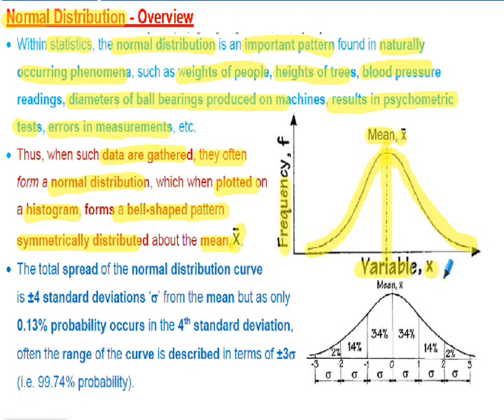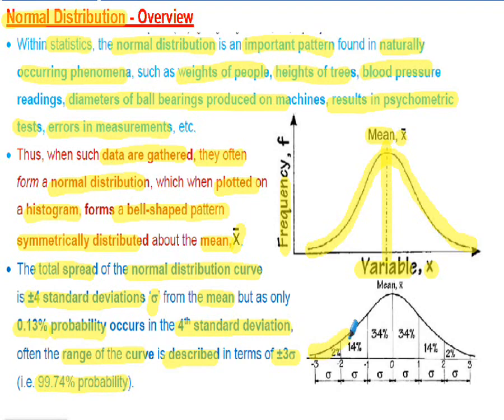This relates to the shape of a normal distribution, frequency plotted on the vertical axis and the variable on the horizontal. The total spread of the normal distribution curve is actually plus or minus 4 standard deviations, the symbol sigma being used for standard deviation, and that's from the mean. But as only 0.13% probability occurs in that 4 standard deviation, often the range of the curve is described simply by plus or minus 3 standard deviations, which accounts for 99.74% of the population.